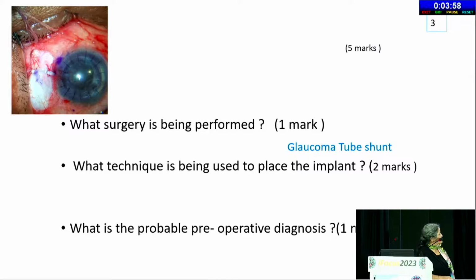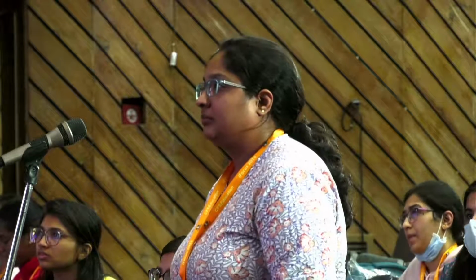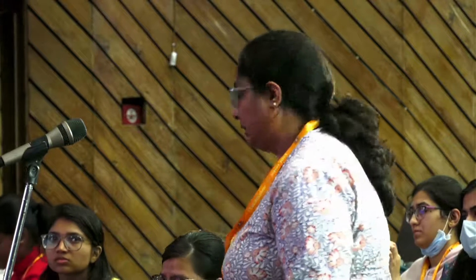What technique is being used to place the implant? Suprachoroidal. No, technique. This is a GDD tube, glaucoma tube shunt being placed by which technique? Anybody? Tunnel technique. Okay, you're using the tunnel, otherwise you have closure by the pericardium. Outside here you have scleral patch grafts, corneal patch grafts. What is the probable preoperative diagnosis? It's a very simple diagnosis here. Post-PK glaucoma. Okay, thank you.